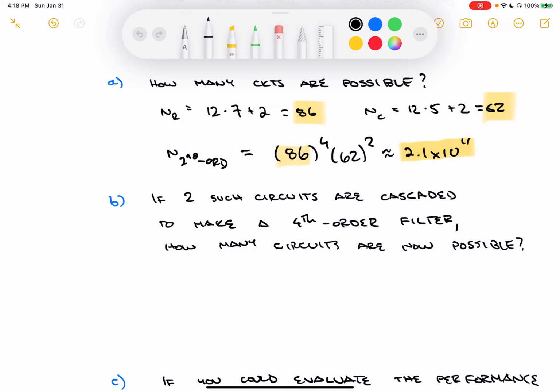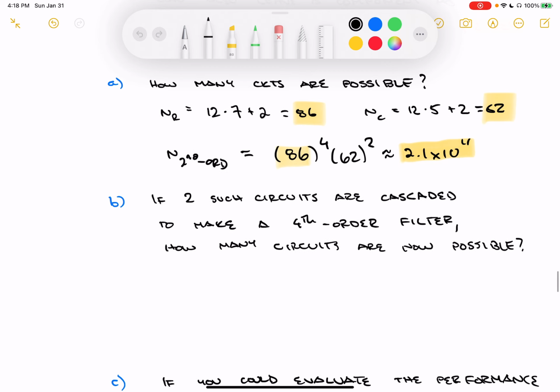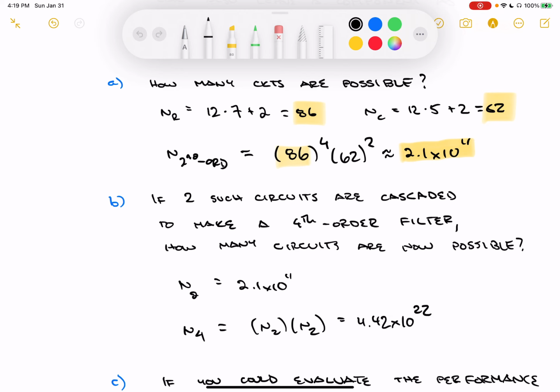I've got two of these circuits, and we knew that the second order number, N2, was about 2.1 times 10 to the 11th. So the number of my fourth order circuits is going to be N2 for the first one, and then multiplying by rule of product again, N2 for the second one. If I carry out that computation, it is about 4.42 times 10 to the 22, a truly staggering number.